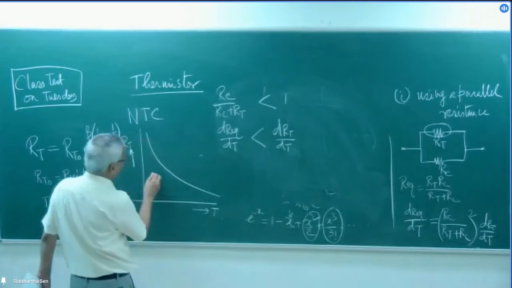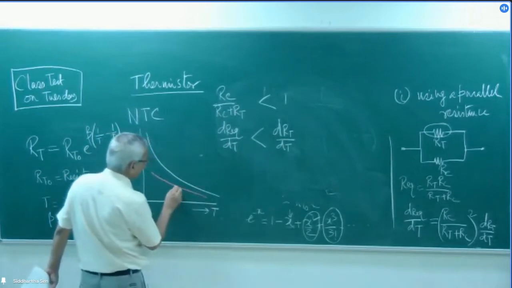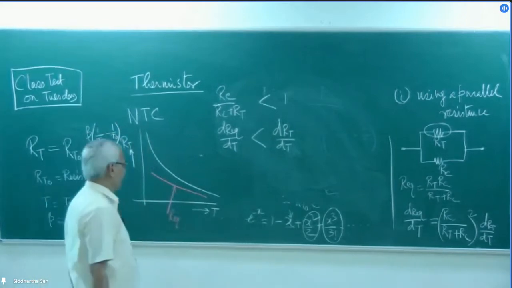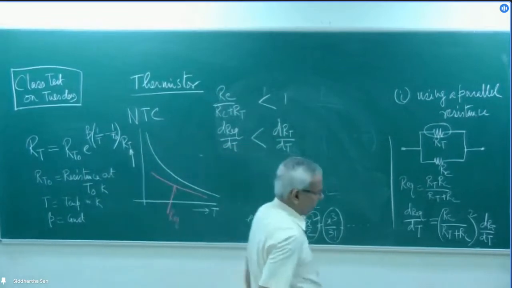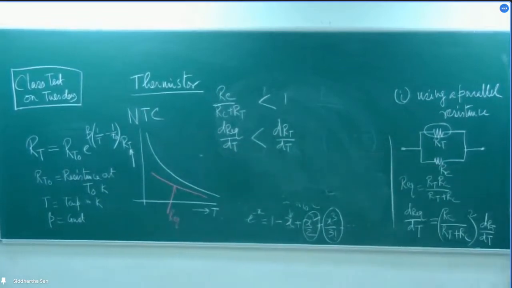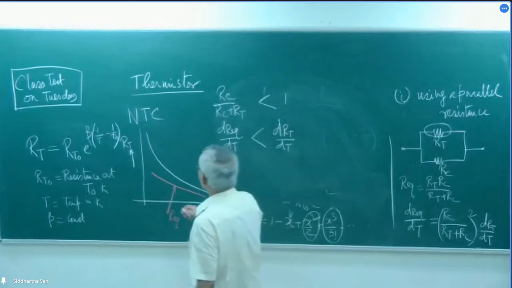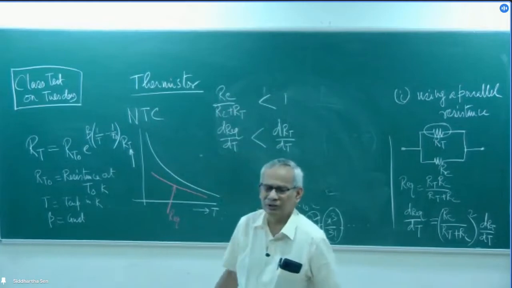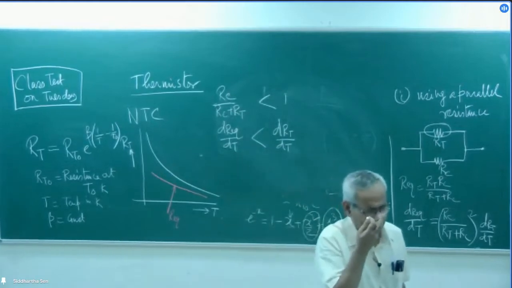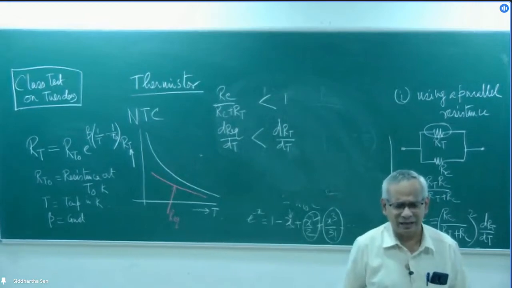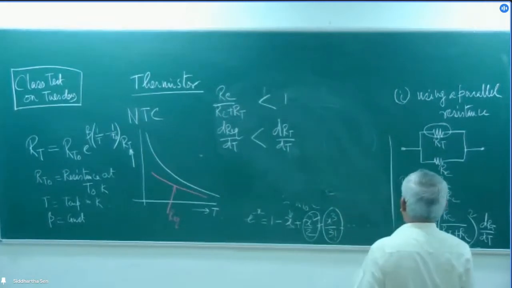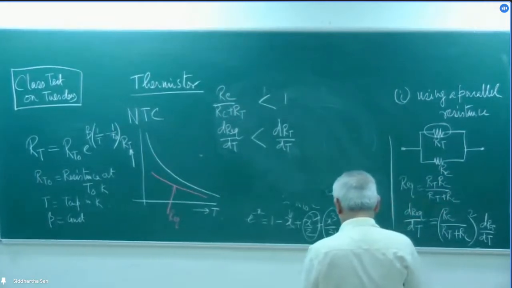So as a result, what we can say is that this is your R equivalent. The sensitivity definitely would be reduced because this is a parallel combination. Intuitively, I can say that sensitivity is reducing, so naturally the nonlinearity will also reduce. So we can say that the sensitivity is reducing. As a result, the nonlinearity will also be reduced. But definitely that may not be very convincing for you.